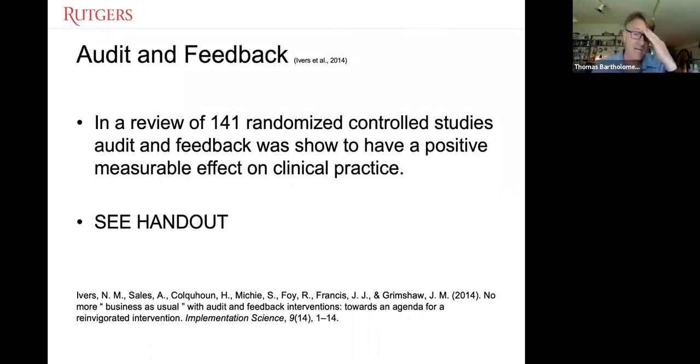And this has been well studied. There's a Cochrane review in which 141 randomized controlled trials were reviewed. And they found that this approach had a large measurable effect on the change of clinical practice. And you can see the reference down there. It's Ivers 2014.